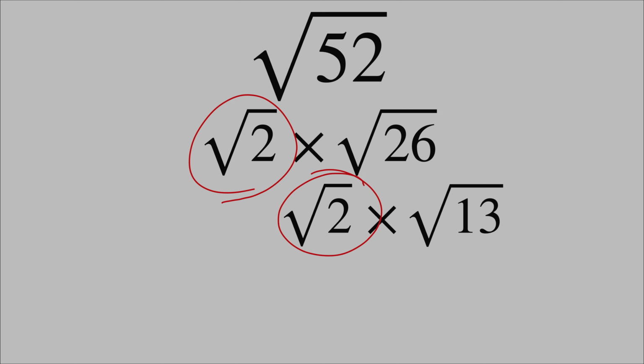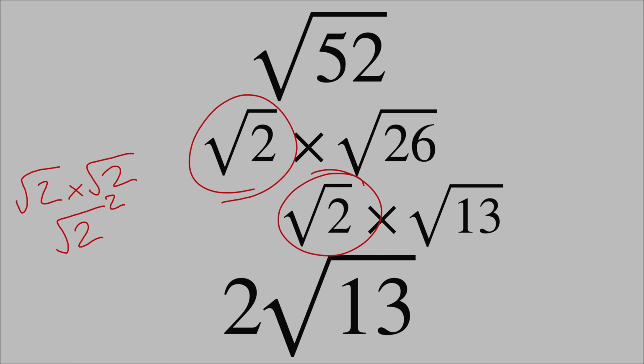Now I bring that up because the square root of 2 times the square root of 2 is the same as saying the square root of 2 squared. And whenever I square root something and then square it, I cancel those out, meaning the square root of 2 times the square root of 2 just becomes 2, leaving us with 2 square roots of 13.